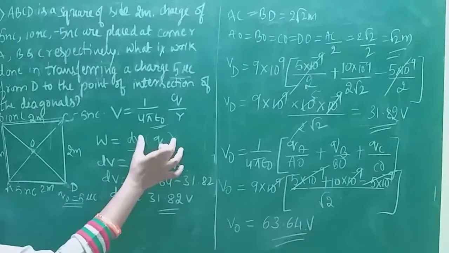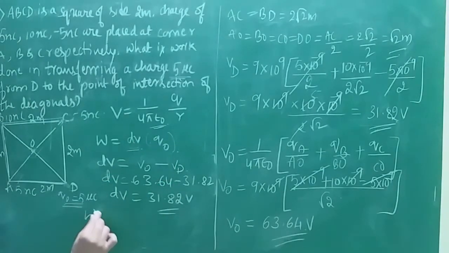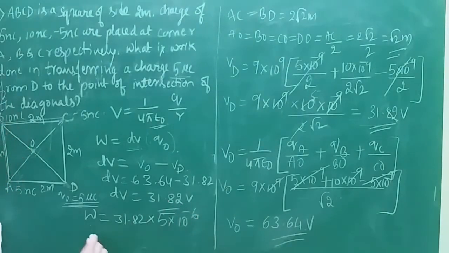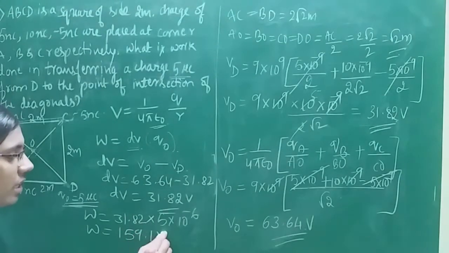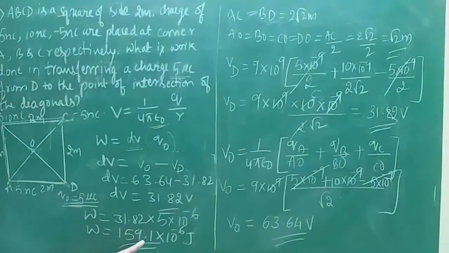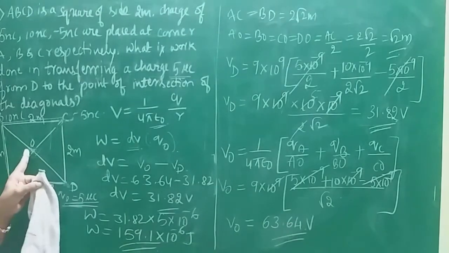Now substitute this in this equation. Therefore, work done is equal to 31.82 into Q naught, which is 5 microcoulomb, that is 5 into 10 to the power of minus 6. If you multiply 31.82 into 5, you will get 159.1. So we write 159.1 into 10 to the power of minus 6 joule. This is the amount of work done in bringing the 5 microcoulomb charge from D to O.